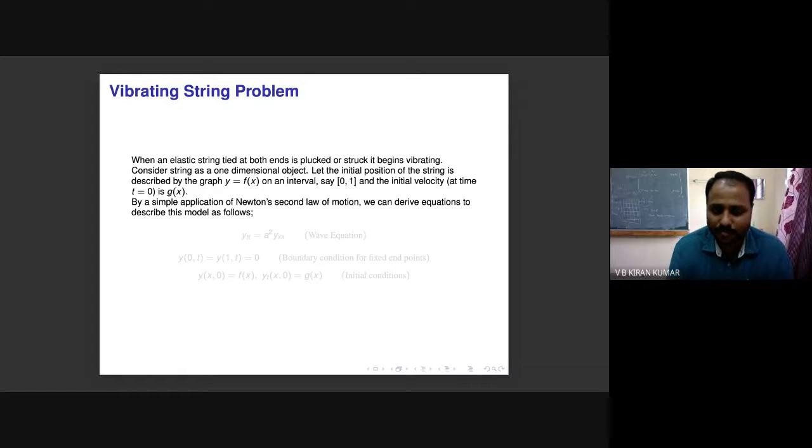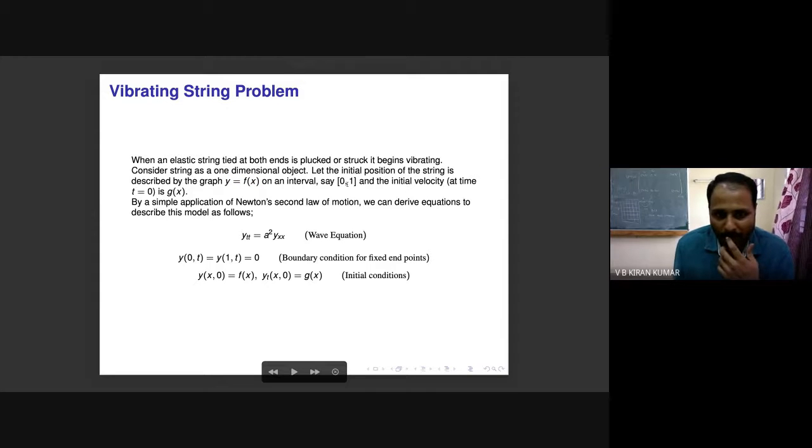You consider an elastic string with both ends tied, and simply pluck it or strike it. We consider the vibrations of this string. Suppose it is a one-dimensional object, and so what about the initial position? The initial position will be described by some function, right? So let us denote it by, say, f of x. So y equal to f of x describes its initial position. And let us consider the string on a unit interval, say 0, 1.